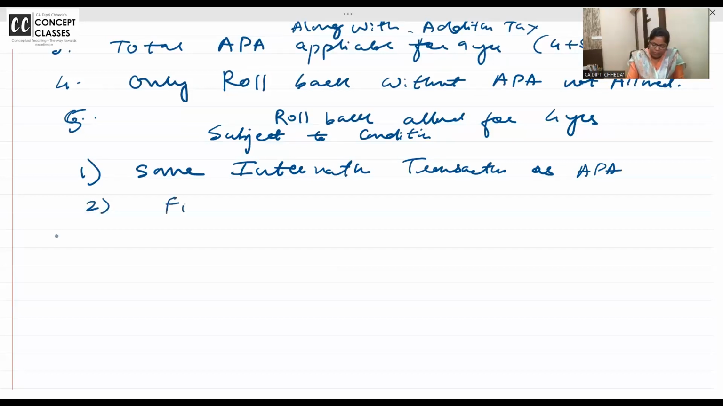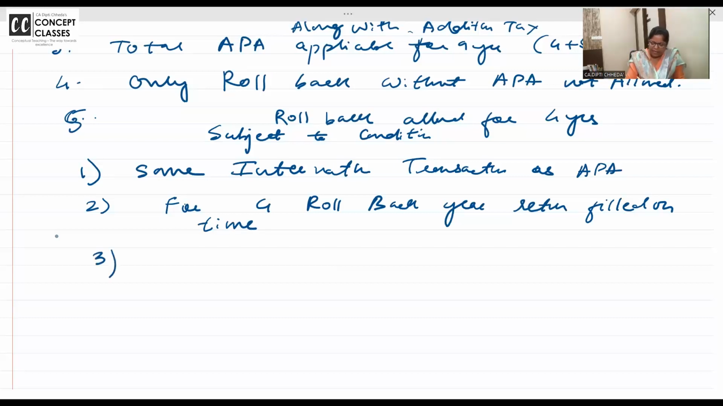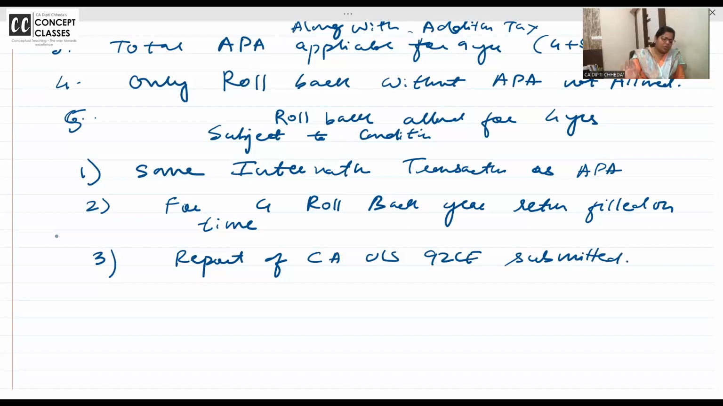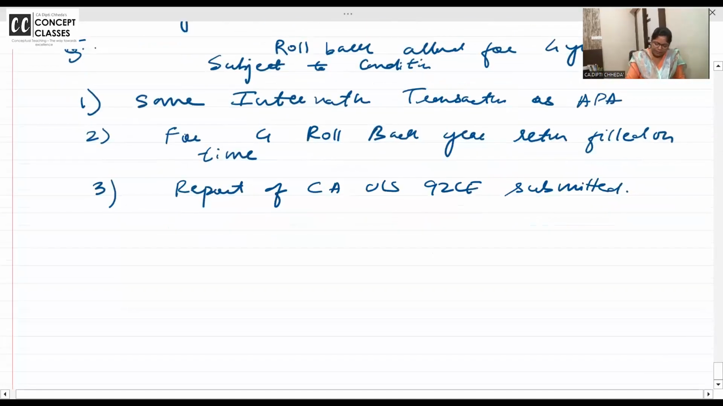And for 4 rollback years, return filed on time. आपने टाइम पे रिटर्न भरा है. For the last 4 rollback years you file the return on time. Report of CA under section 92E submitted. अगर ये सब क्राइटेरिया फिट हो रहा है तो you will go for rollback. 6th normal point.